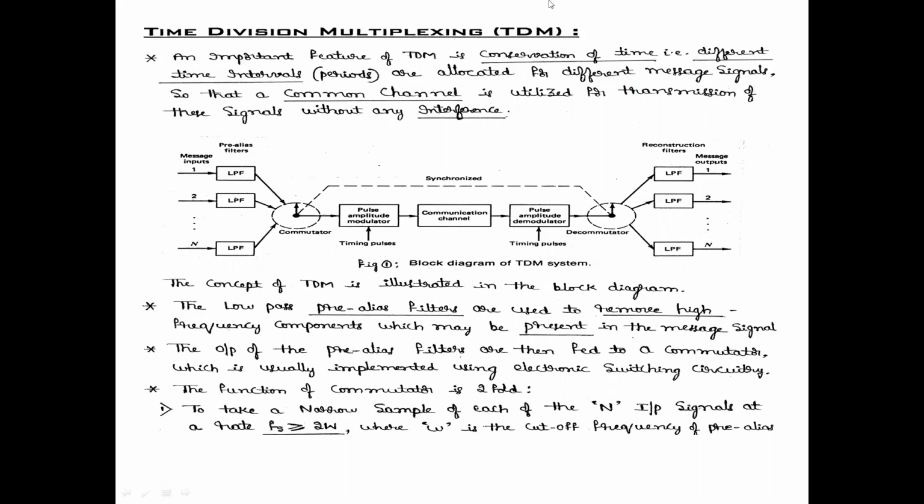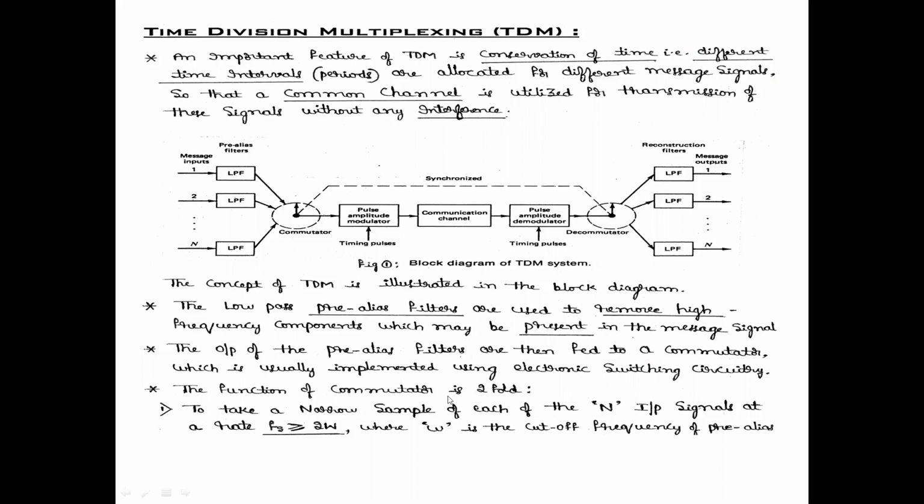The block diagram includes low-pass filter, commutator, pulse amplitude modulator, communication channel, pulse amplitude demodulator, decommutator, and reconstruction filters, and message output. These low-pass filters are used to overcome the problem of aliasing effect. The output of the pre-alias filters is then fed to the commutator, which is usually implemented using electronic switch circuitry.